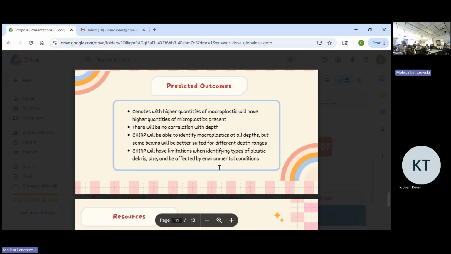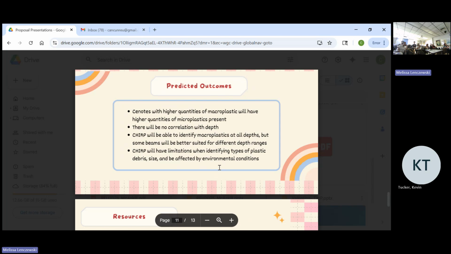So I predict that cenotes with higher quantities of macroplastic will have higher quantities of microplastics present. I don't think that there will be any correlation with depth. So let's say there's more macroplastic at the bottom of the cenote or in the mid-level, I don't think that that's going to correlate depth-wise to the microplastic samples that are taken.